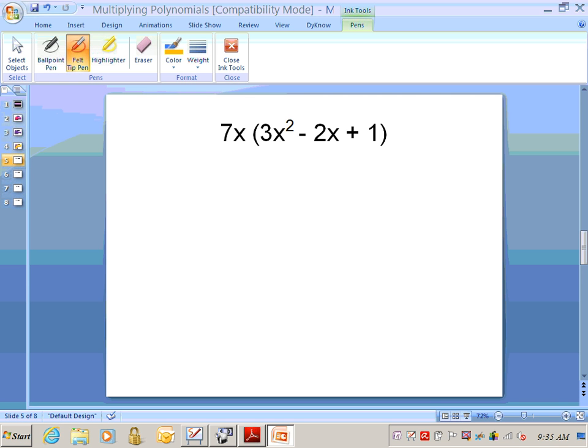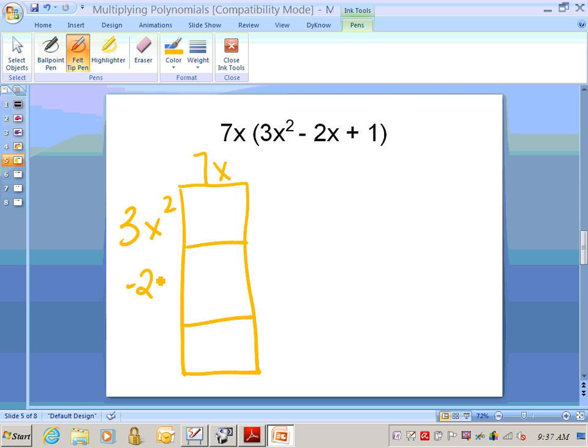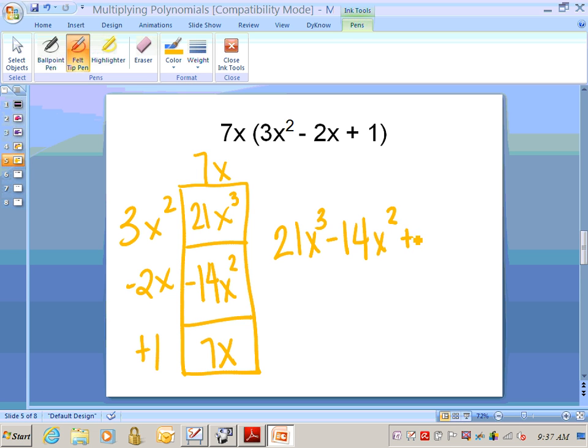This is a what by what? 3 by 1 or 1 by 3. So how many boxes should you have? 3. Good. Okay, what goes in this box here? Very good. Then? Negative 14x squared. Very good. And then? So my final answer? 21x cubed minus 14x squared plus 7. Good.